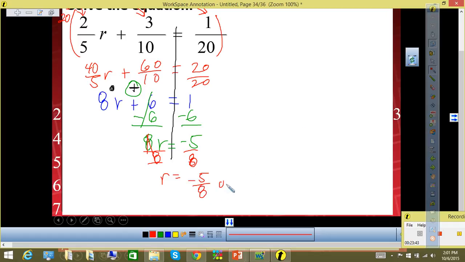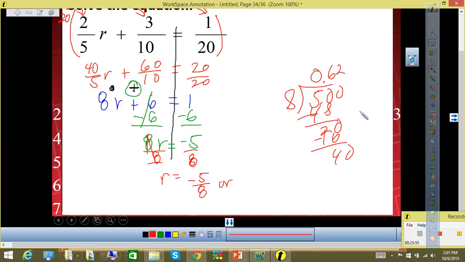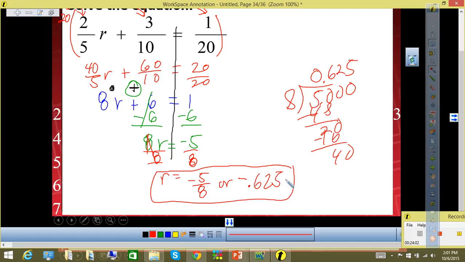But if you want to change it into decimal, 5 divided by 8 does not fit in there. Decimal fits in there 6 times. 48, 2, add a 0, fits in there twice. 16, 4, add a 0, fits in there 5. So this is negative 0.625. Have you got that? Okay, we'll stop right there.